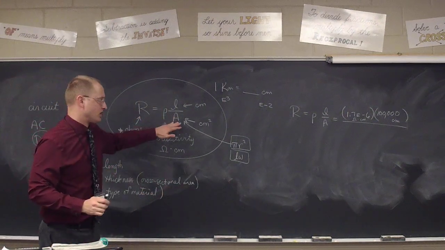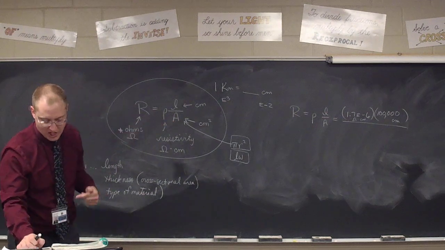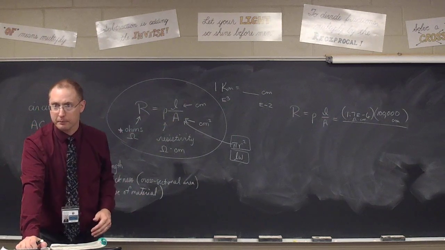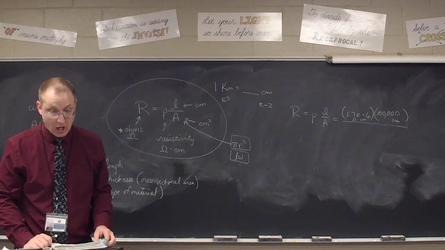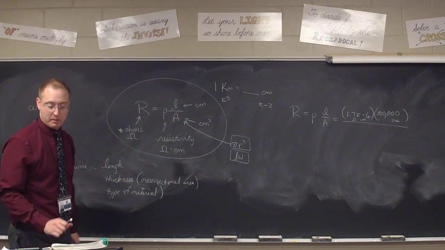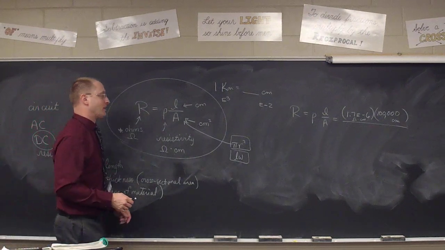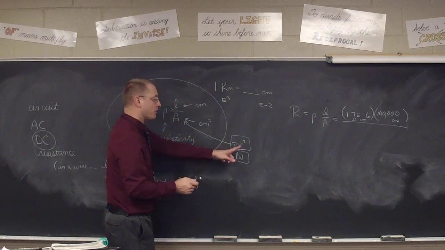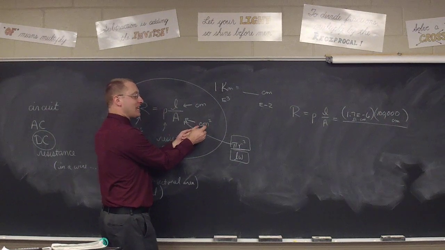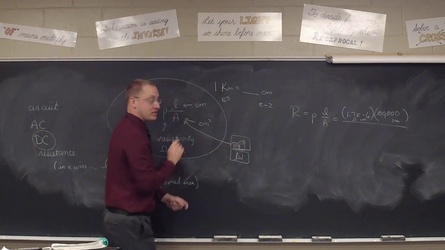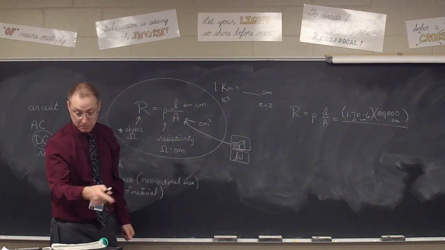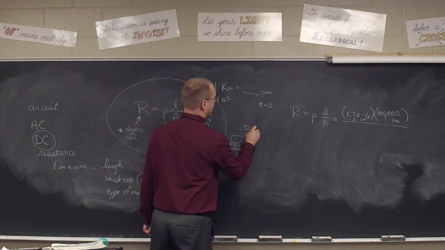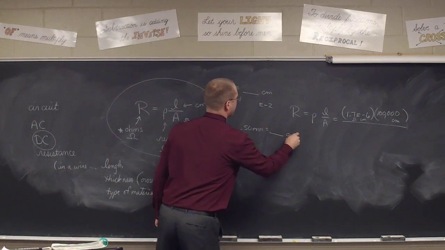And then finally, we need the cross-sectional area. Well, what shape is the cross-sectional area here? Clearly a circle, because it mentions a radius. How do I find the area of a circle, class? Pi r squared. However, since the area needs to be centimeters squared, the radius better be centimeters also. And it isn't, it's millimeters. So I need to change 0.50 millimeters into centimeters.